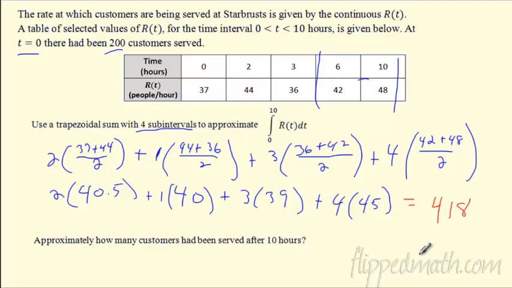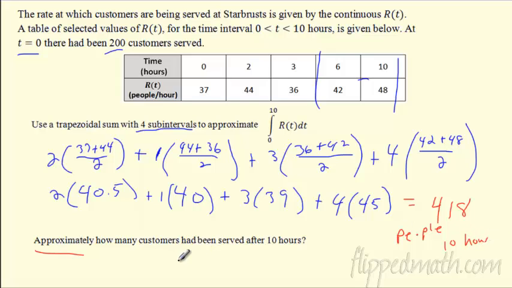Can we put this in context? Notice it says approximately, because I'm finding an approximation. Approximately how many customers have I served after 10 hours? This is the total customers served, because this is a rate of change. You can integrate it, and it gives you the total. 418 people were served over that 10-hour time period.